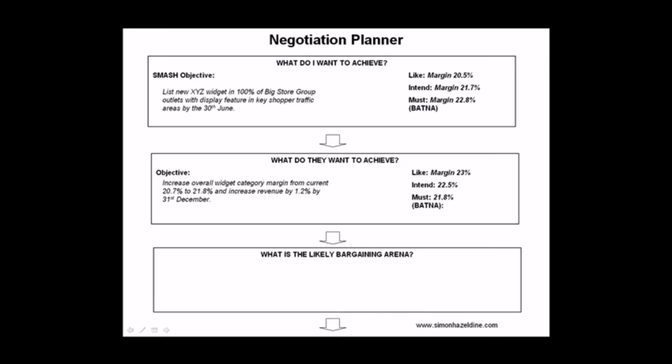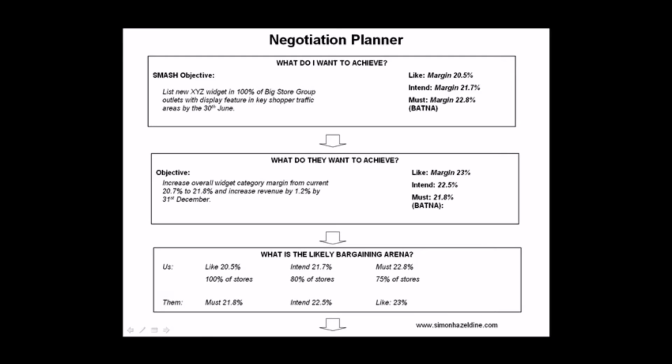they achieve those objectives. So taking those two together, we're able to look and say, okay, here's the like, intend and must for us, and we would like 20.5 on an ideal day margin to them and 100% of their store stocking, and then through the other intend and the must. And then we can think about what Big Store Group will also be looking for, and that gives us some potential idea of what the bargaining arena is. Obviously at this stage we don't know for definite, but it gives us an idea that we can go in and test in the negotiation through questioning and listening carefully to the other party.